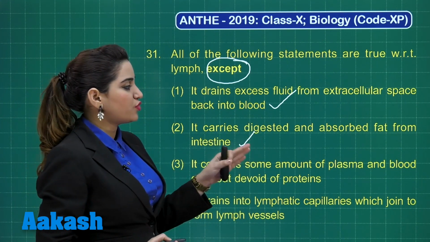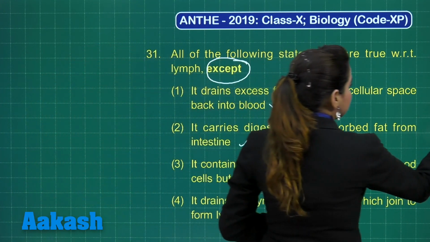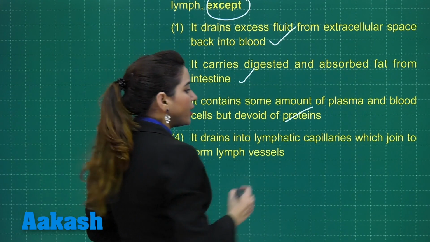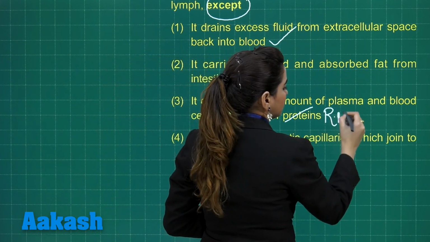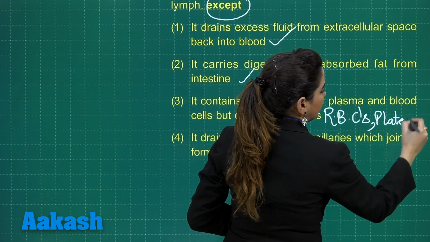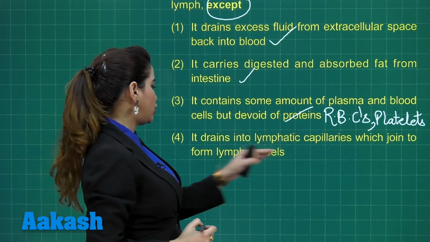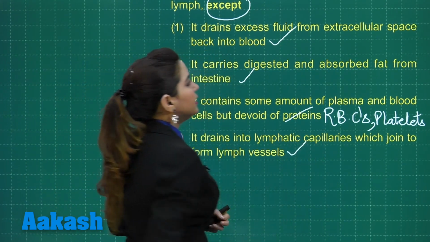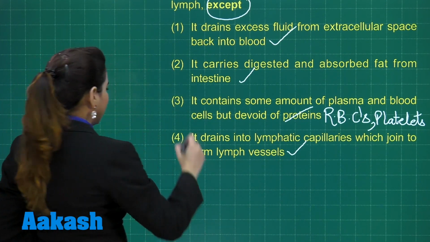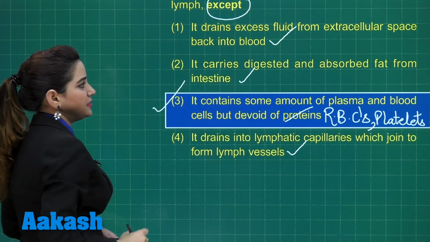It contains some amount of plasma and blood cells but is devoid of proteins. This statement is incorrect, as it is not devoid of proteins, rather it is devoid of RBCs, which is a blood cell, and platelets. All right. Next, it drains into lymphatic capillaries which join to form lymph vessels, which is also right. So as we can see, we were asked which one is not true, which is clearly option 3. So let us keep it in a separate box here, and let us also tick mark this one. The answer is option 3.